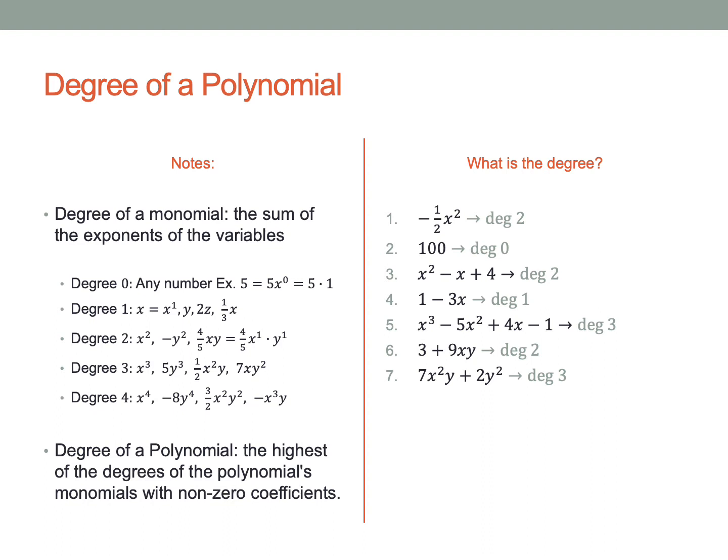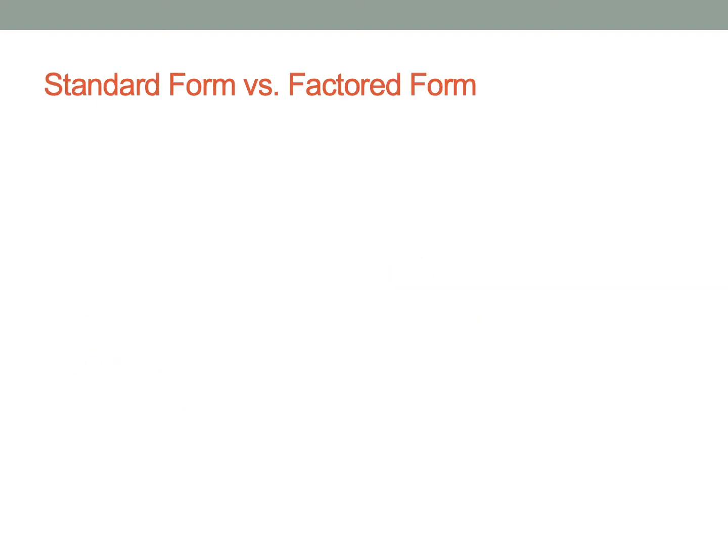Okay, so now that we figured out what degree is, let's go over standard form versus factored form. Okay, so functions can be written in multiple ways, as you know. We've gone over many ways to write a parabola, we've gone over many ways to write a line, and other functions that we've learned. So most commonly, the functions are either in standard form or factored form.